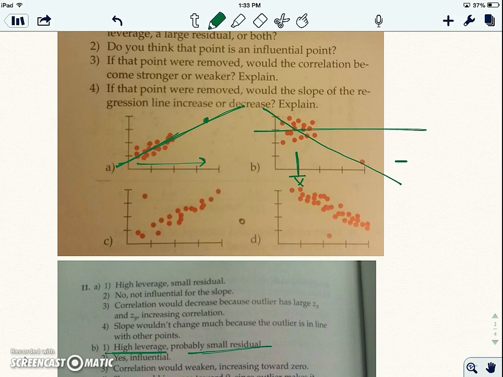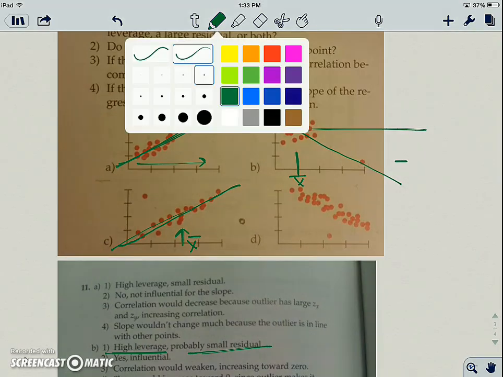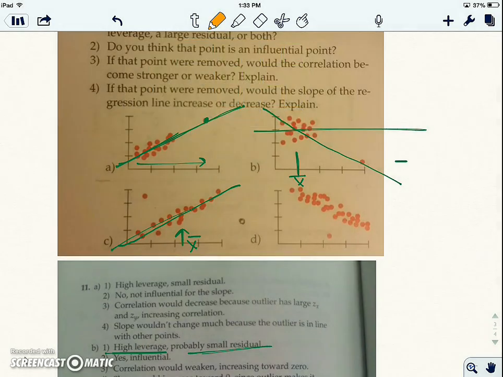Now let's look at C. Here's probably our line of best fit. With this point, notice that maybe our average x-bar is right here. The point might actually pull up our line a little bit, so it has a lot of leverage. It's far away from the average x. Let's see what the answer key says.